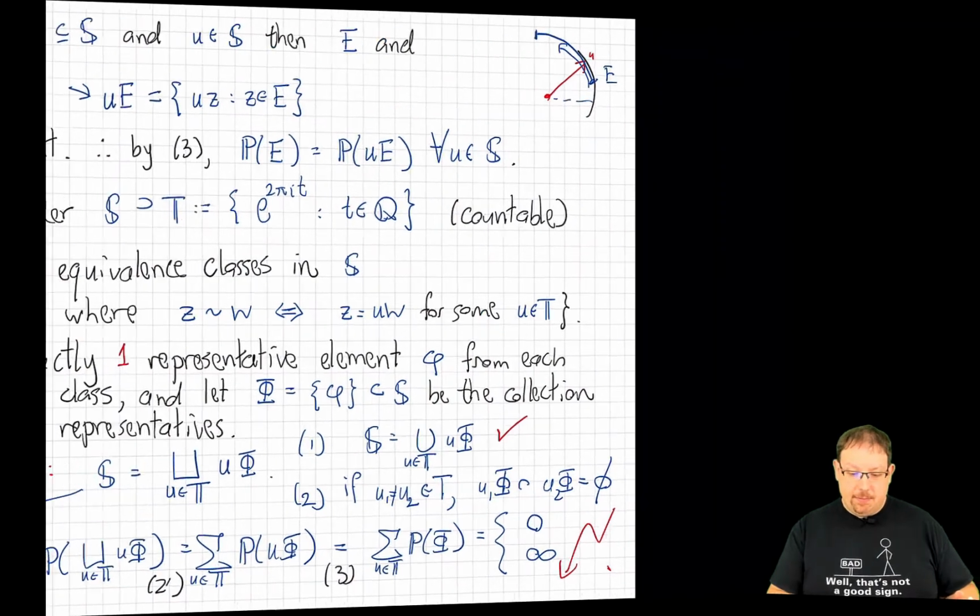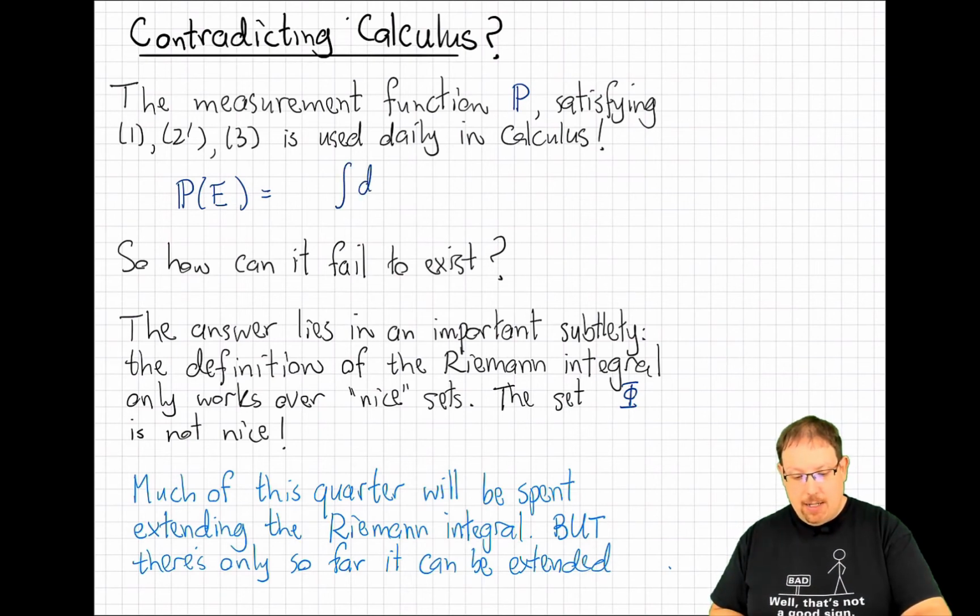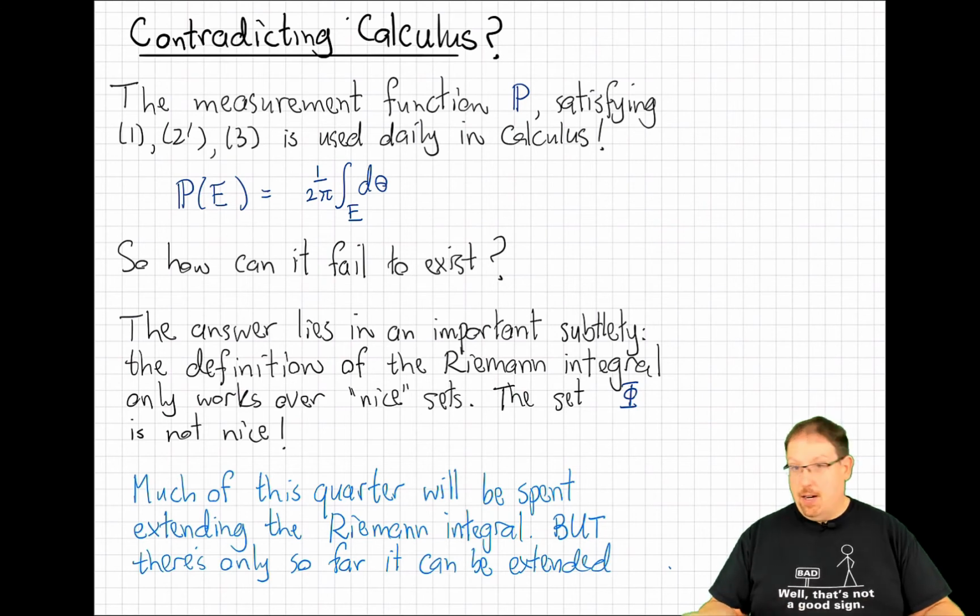What happened there? In particular, it seems to contradict calculus, because that proportion measure is something that we work with calculus students every day. You just integrate d theta over the set E, although you've got to be careful to normalize it. There's our proportion measure. That will exactly compute the proportion of E, the arc length of the set E divided by 2 pi, the arc length of the unit circle. So since I can write down this formula for it, how can it fail to exist, as we just proved?